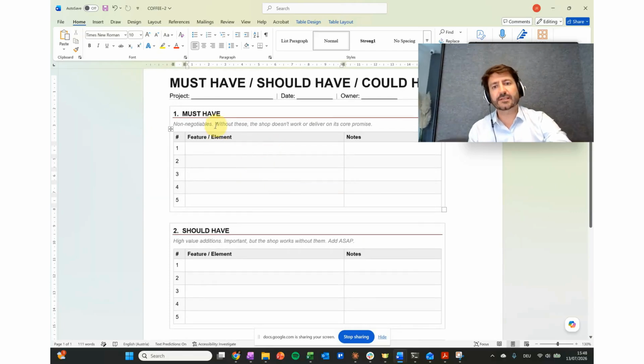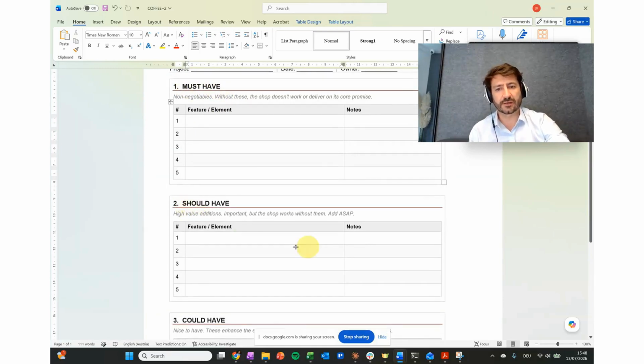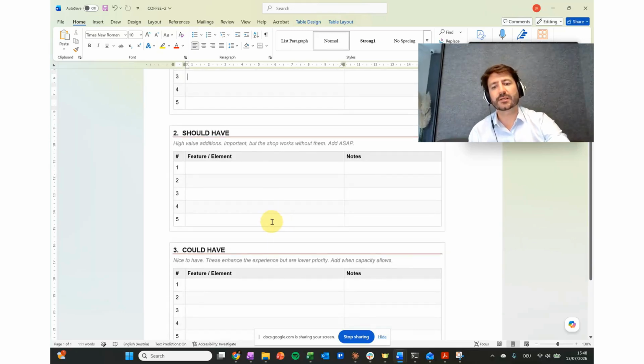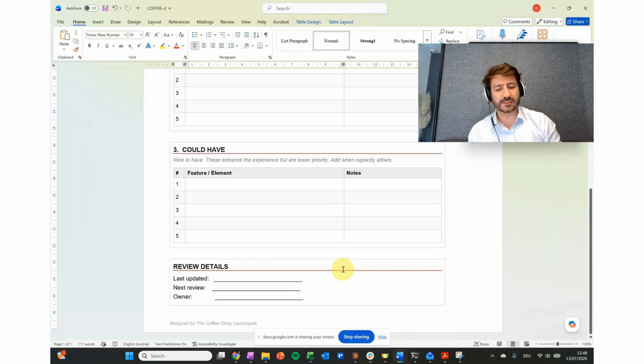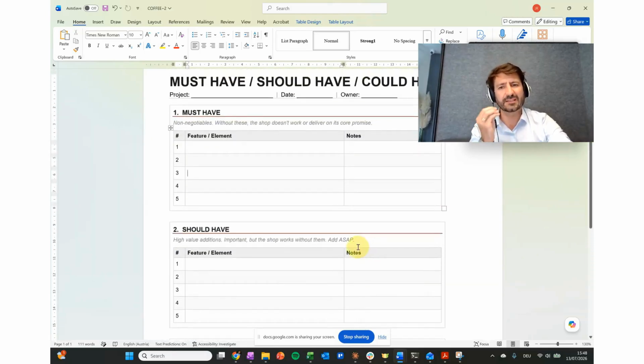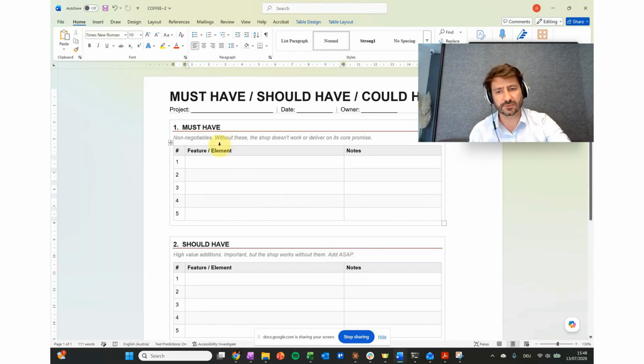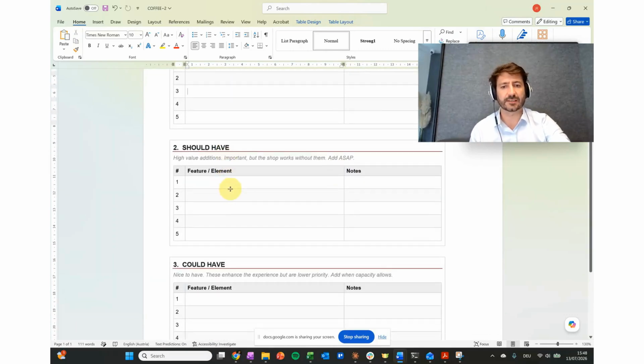And yes, the idea is that you have a very clear definition of what is a must have, what is a should have, which are the high value additions, important, but the shop works without them, and what is a could have, something that adds value in the future, but it's of a lower priority. So as you see, it's a very, very simple exercise that you can do together. Going to coffee shops, gather all of these templates, print it and fill it 10 times around, understand what is key, and then for your specific concept and your specific shop, define what is really key to have. What are the must haves, should haves, and basically could haves.